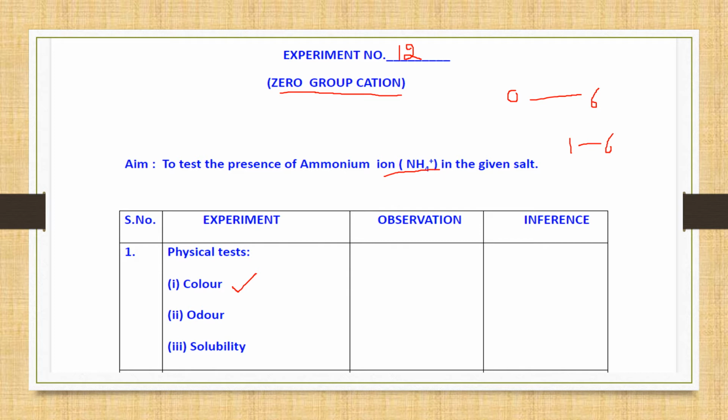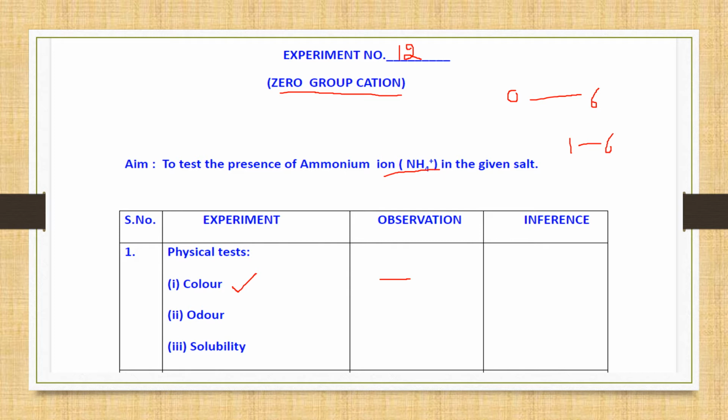If it is blue in color, you will write blue here and write it may be a Cu2 plus salt. That Cu2 plus ion may be present. If it is reddish orange, you'll write reddish orange in the observation, and in the inference you will write Fe3 plus may be present. And if it is having light pink color, then the inference would be it may be cobalt Co2 plus, or it may be manganese Mn2 plus. So this is how you will write the physical test when you actually see the salt in the lab.